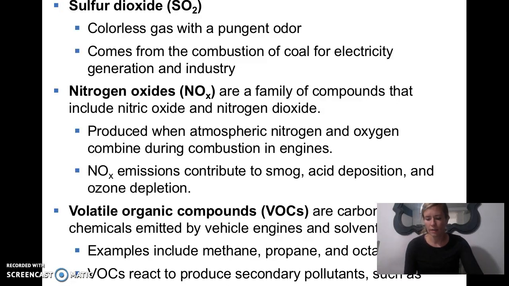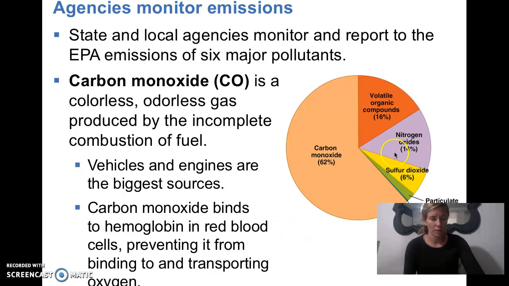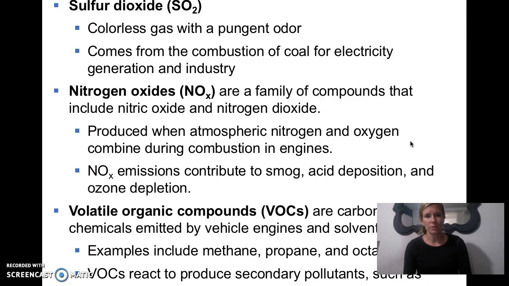Then we have nitrogen oxides, which are these guys, the purple guys. They're a family of compounds that include nitric oxide and nitrogen dioxide. So this X means that there could be many different numbers there. This is produced when atmospheric nitrogen and oxygen combine during combustion in engines.